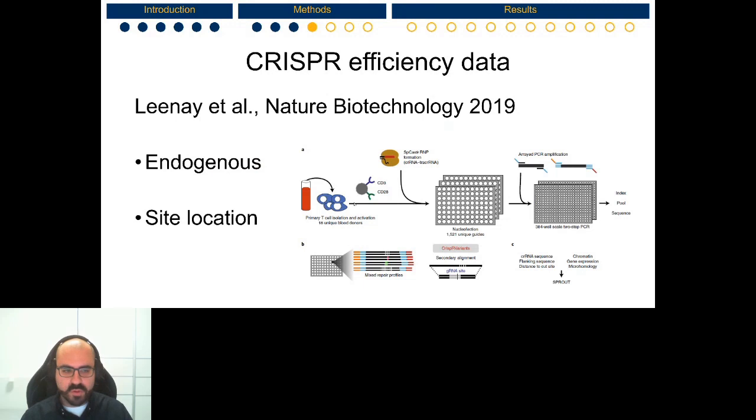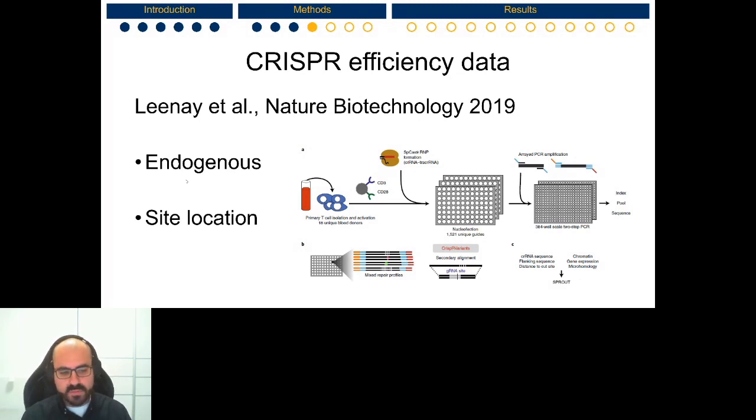And this is the data set we used, published in 2019. It has two main advantages for us. First of all, it is endogenous. Rather than being measured in vitro or in artificial target sites in plasmids, this is endogenous, and that's important since we're considering the target sites in their natural context in the 3D cell. So this was important for us.